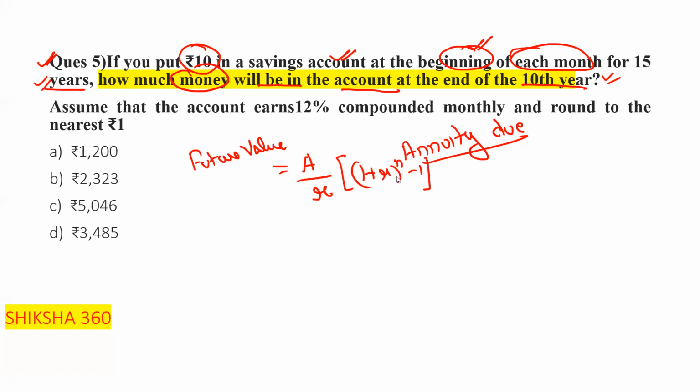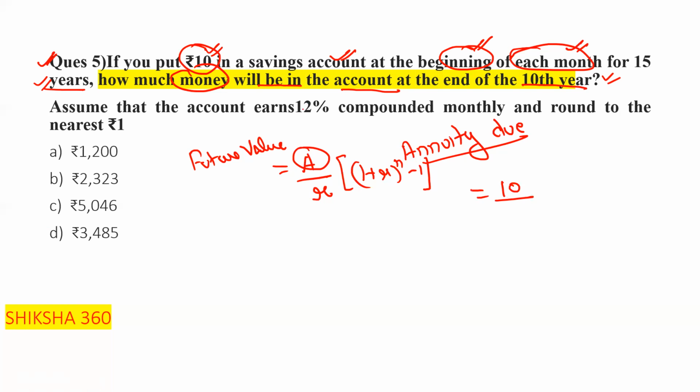Just understand what they are asking here. They are asking how much money will be in our account after 10 years, and we are depositing regularly at the beginning of each month. How much money? That is rupees 10. So A is the money that is deposited every time. A is 10.